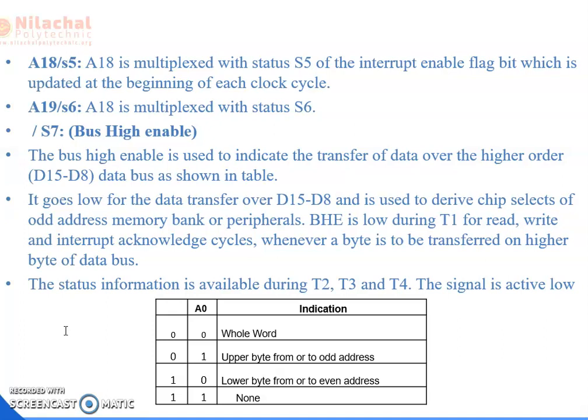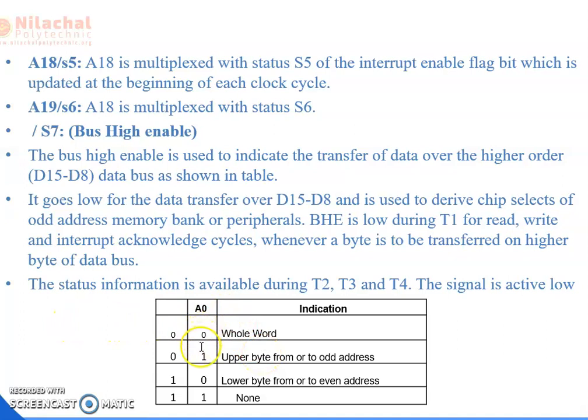Then the bus high enable, BHE, is used to indicate the transfer of data over the higher order D8 to D15 data bus, as shown in the table. It goes low for the data transfer over D8 to D15 and is used to derive the chip select of the odd address memory bank or peripherals. So bus high enable is low during T1 for read, write and interrupt acknowledge cycles, whenever a byte is to be transferred on the higher byte of the data bus. The status information is available during T2, T3 and T4. The signal is active low.